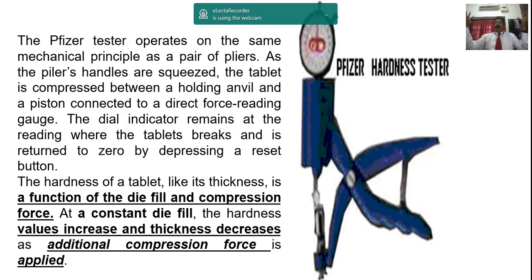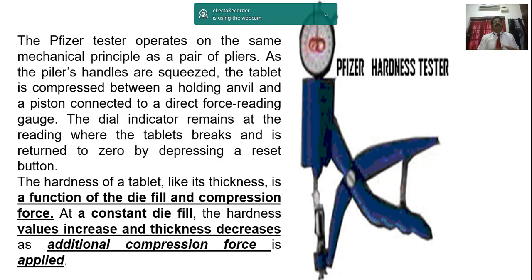How? What is happening there? See the next line. At a constant die fill, the hardness value increases and thickness decreases as additional compression force is applied. So what happened? When there is a constant filling and the force is more, your thickness will be reduced and the hardness of the tablet will be increased. That is what it very clearly tells.